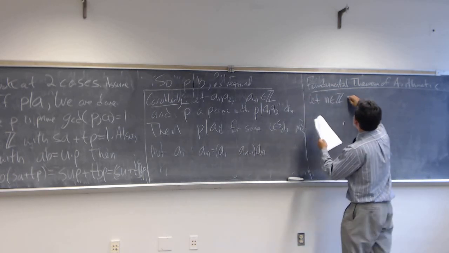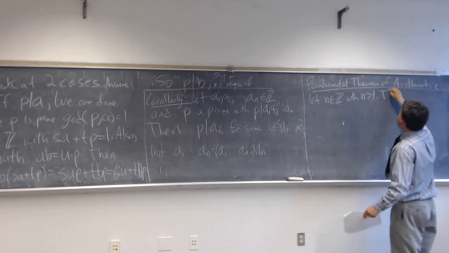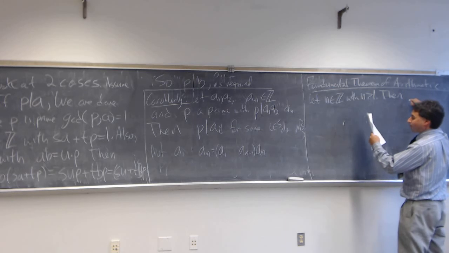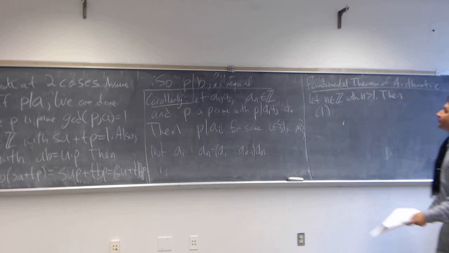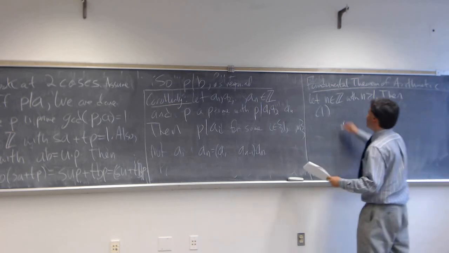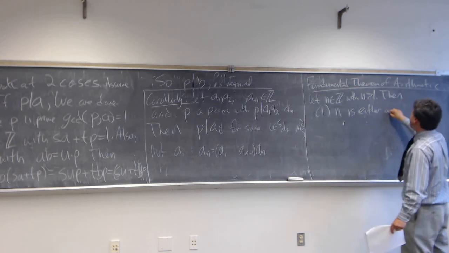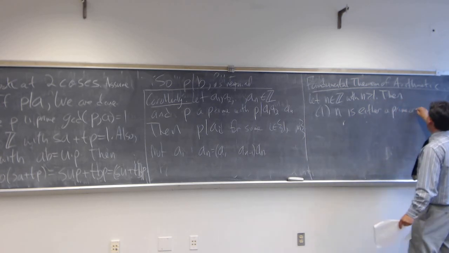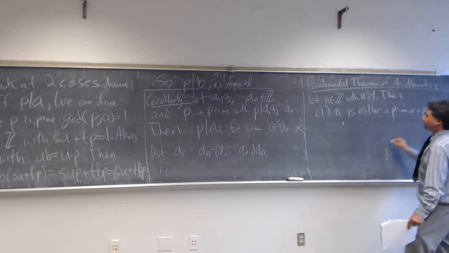So let n be an integer, say it's strictly greater than 1. Then, this fundamental theorem of arithmetic, like the division algorithm we saw in an earlier lecture, has two pieces, an existence and a uniqueness. First is you can factor it into primes. So n is either a prime or a product of primes.